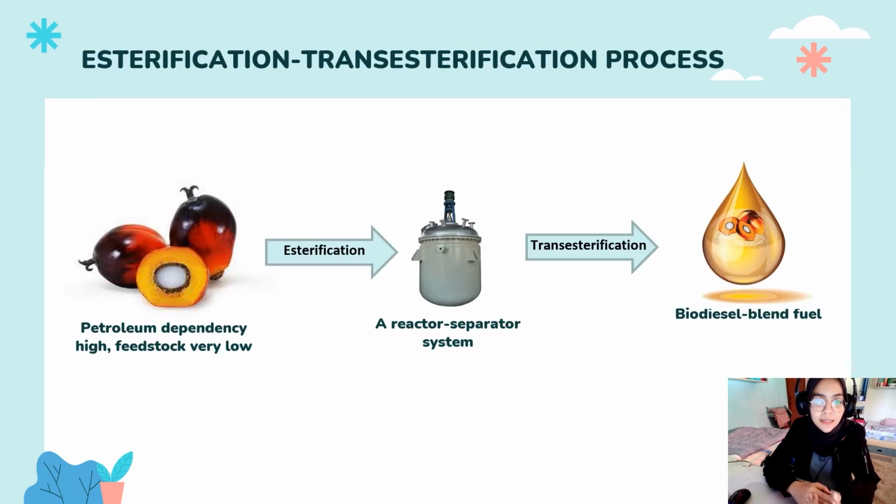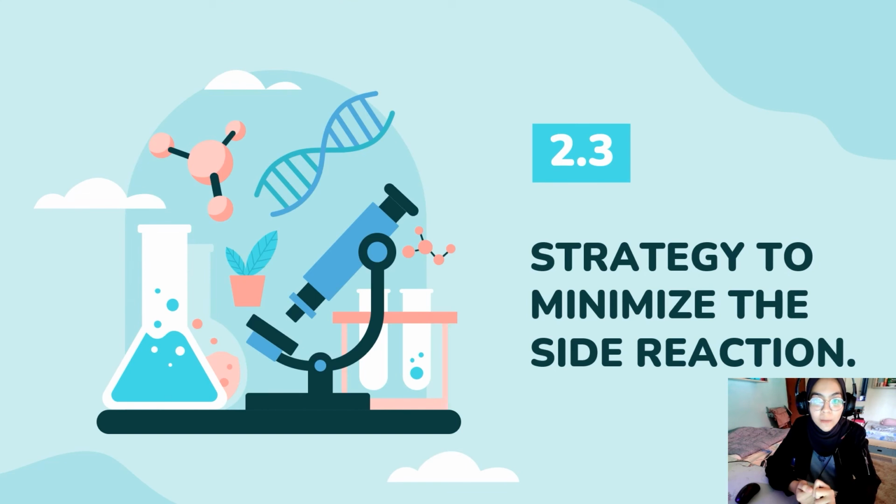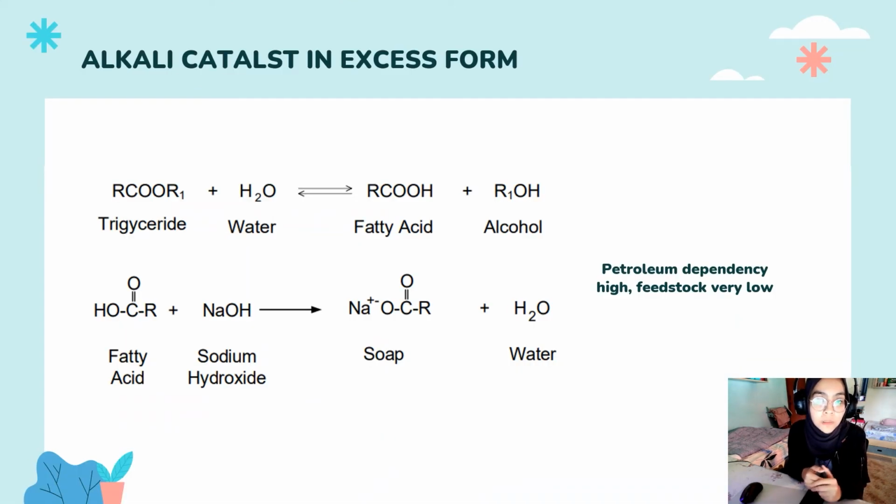Last but not least is the implementation of the esterification and transesterification process in yielding high production of biodiesel. So what are the strategies to minimize this side reaction? Let's move on to the next slide. To cater to this problem, we need to implement the presence of alkali catalyst in excess form. Why? Because the usage of alkali catalyst can promote efficient operation, and its mass fraction ratio relates to the feeding oil according to Silva et al. 2017.